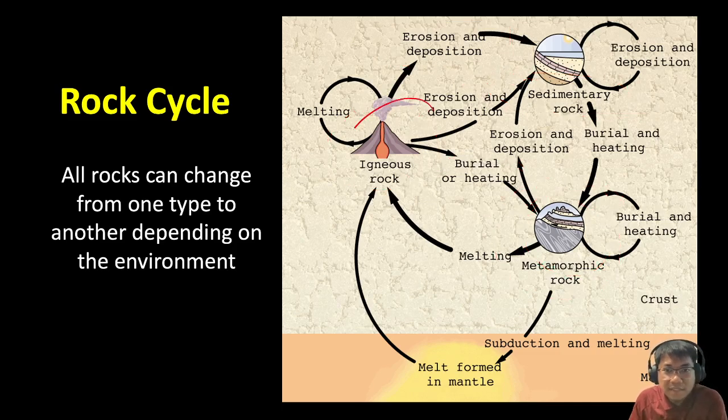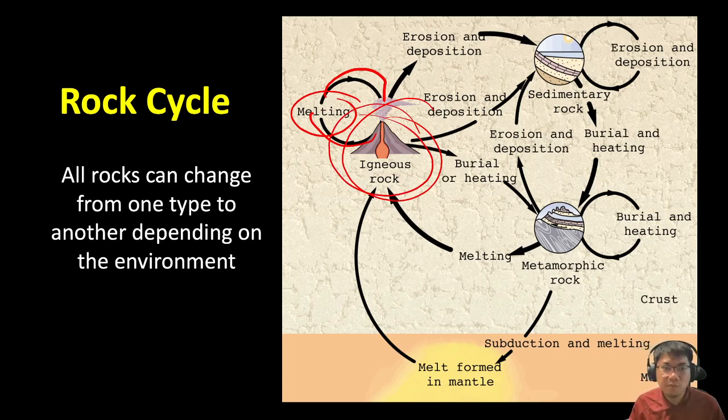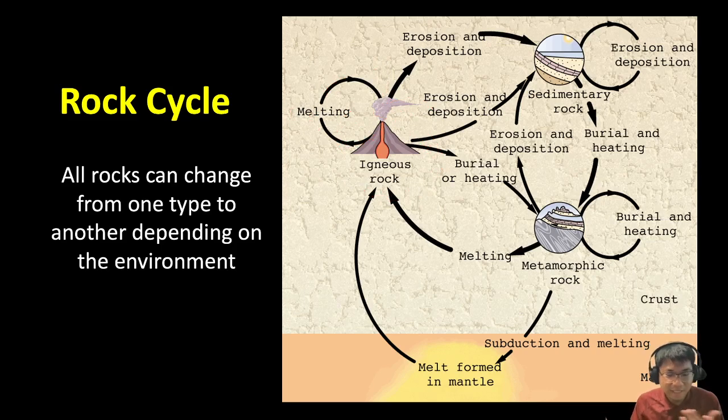But igneous rock itself can actually melt. When it melts, the molten rock will solidify again under lower temperature conditions, and then it will eventually go back to igneous rocks. So that's what is meant by rock cycle. Basically any type of rocks can form any type of rocks. So that's what the rock cycle is, and I think that's it for this short video.